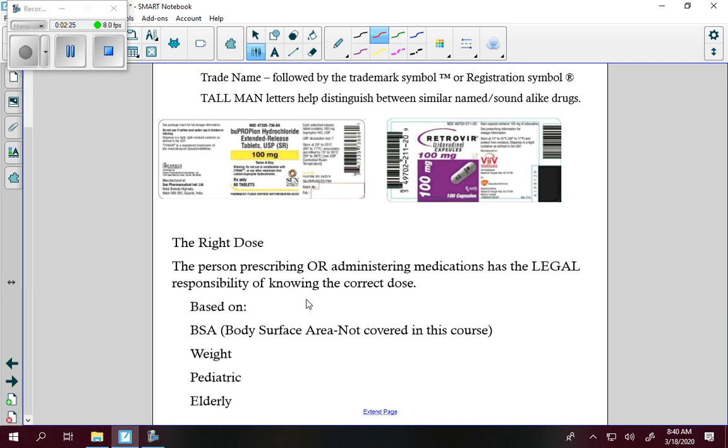The right dose. A person prescribing or administering medication has the legal responsibility of knowing the correct dose based on their body surface area, which we don't cover in this course, weight, pediatric, or elderly.